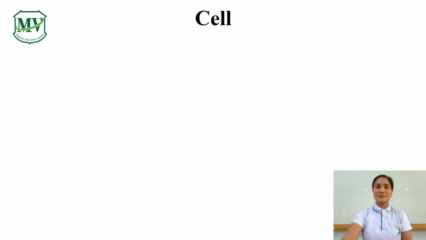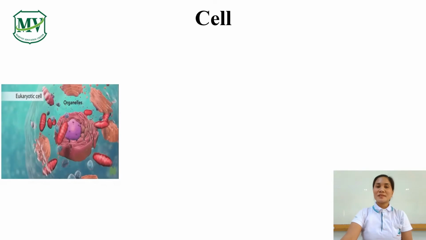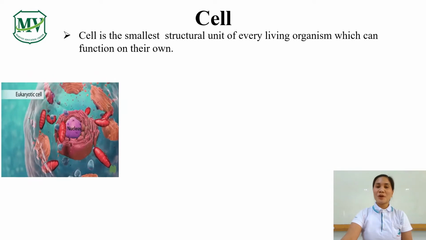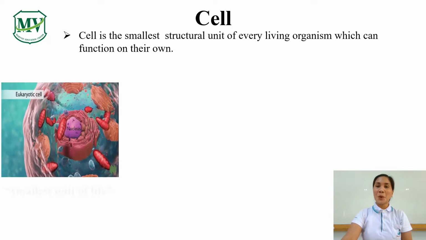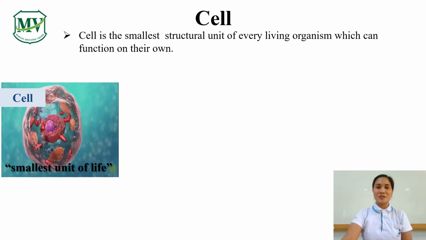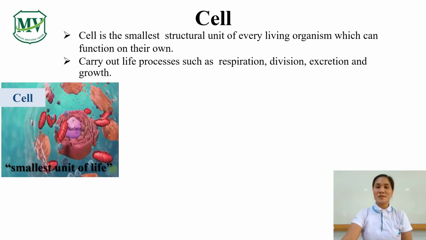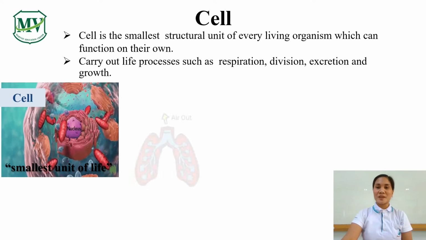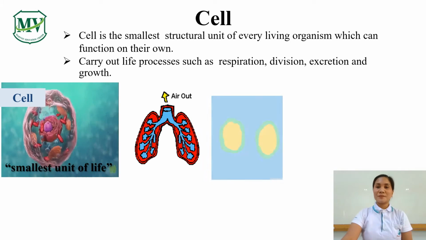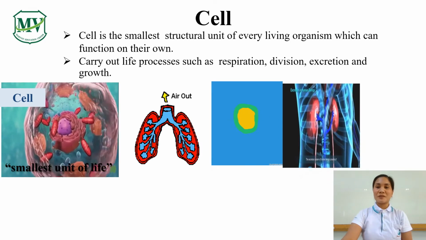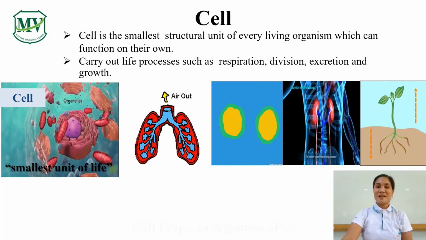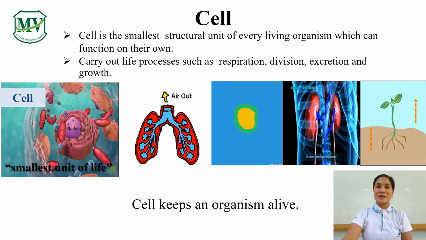Cell. Cell is the smallest structural unit of every living organism which can function on their own. It carries out life processes such as respiration, division, excretion, and growth. Cell keeps an organism alive.